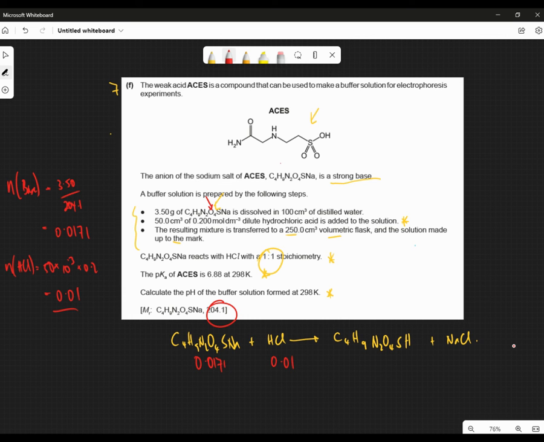So as you can immediately see, the base is in excess and the acid is the limiting reagent here. So how much of this will I get? The original acid, I'll get 0.01 and 0.01 of this will be used. So we'll end up with 0.0071.